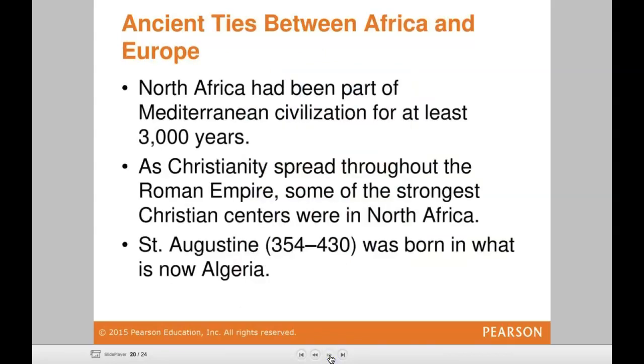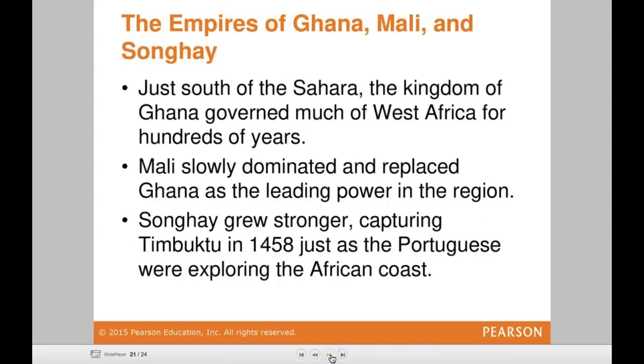So, ancient ties between Africa and Europe. North Africa had been part of the Mediterranean civilization for at least 3,000 years. As Christianity spread throughout the Roman Empire, some of the strongest Christian centers were in North Africa. St. Augustine, for example, was born in what is now Algeria. The authors even make note of Mansa Musa and Ibn Battuta, who traveled from point A to point B all throughout the Sahara, and then some, and of course their lucrative wealth was well known.